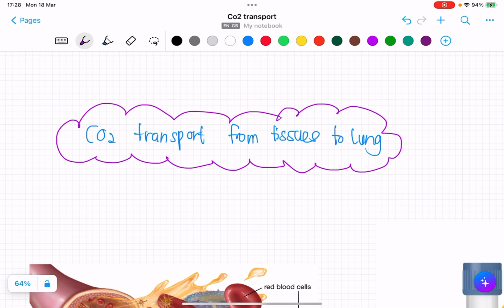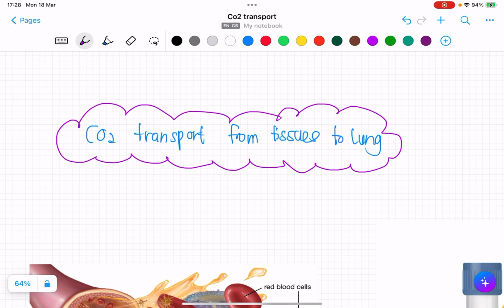So, kita tengok kan, CO2 dihasilkan di pyruvate oxidation, CO2 dihasilkan di Krebs cycle. So, CO2 ni akan banyak dekat tisu. Jadi, CO2 ni perlu dihantar keluar dari badan. It has to be transported out. Tapi dia tak boleh simply terus pergi ke hidung awak.